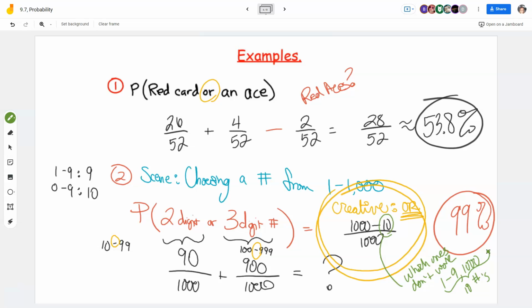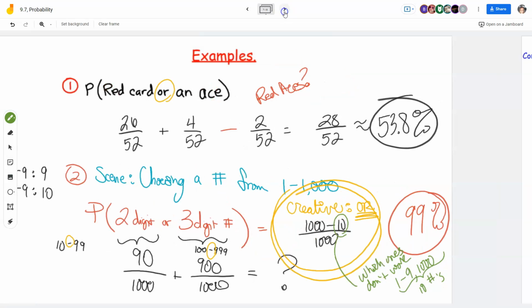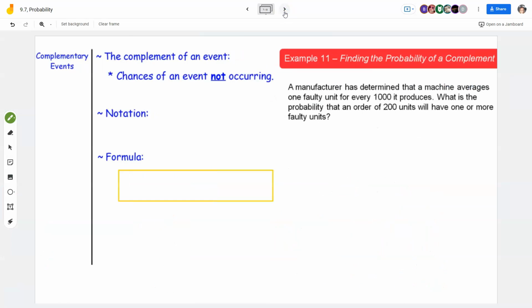But if I take away 10, I know that it's 990 without having to do all that weird mental gymnastics of figuring out how many numbers are included in 10 to 99, how many numbers are included in 100 to 999. I can just say, well, I know which ones don't work, so take those away, and yay, I divide. This is actually very mathematical, and it's called considering the complement. The chances of something not happening, or the number of ways something doesn't work.